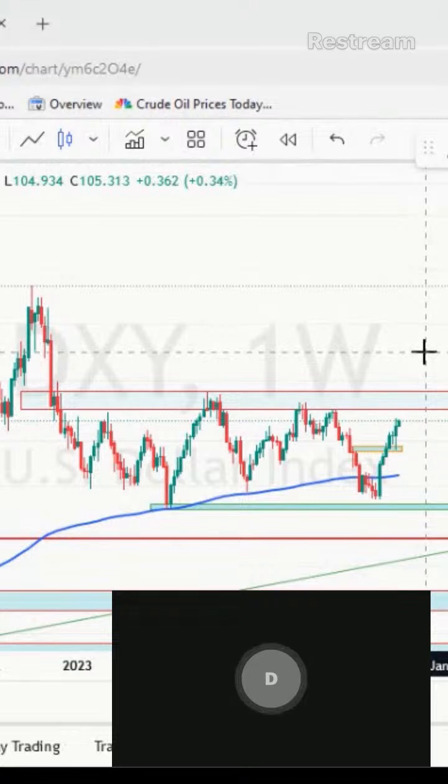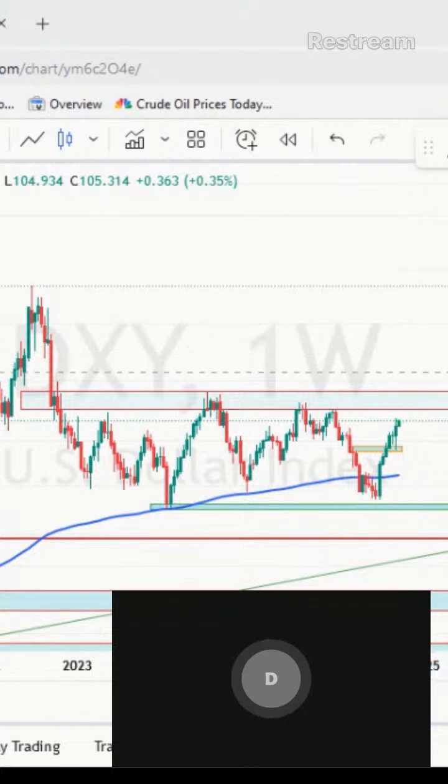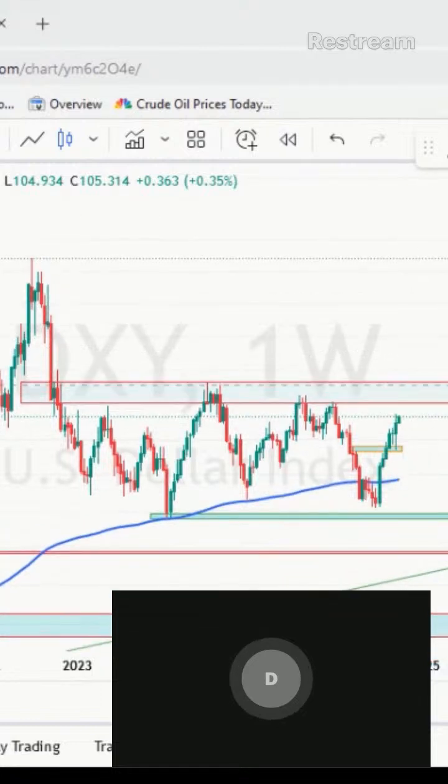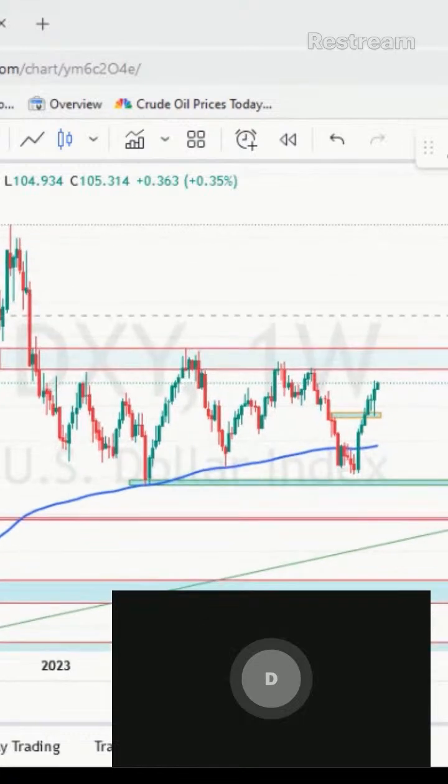Okay, let's go. You are welcome to this weekly setup and analysis. This is the session where we come together to look at the trade setup for the week, I mean the opportunity for the week.